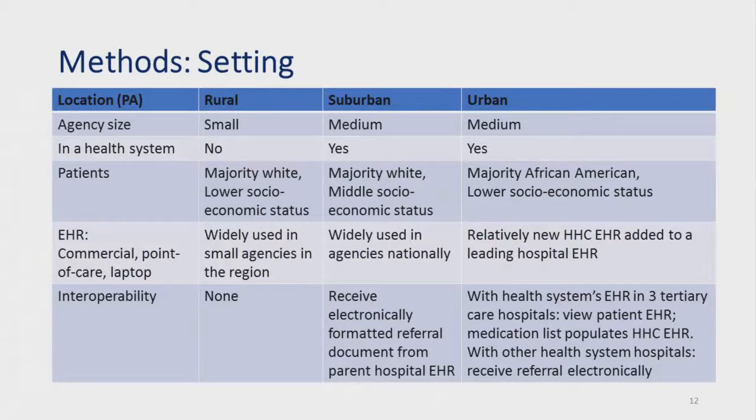And the urban agency had two flavors of interoperability. One flavor was with the 3 tertiary hospitals in the health system, the nurses received an electronic, actionable medication list. It actually had data. It wasn't a picture. Also, the nurses in the home care agency could view the data in the hospital's EHR. They could look up lab results. They could look up the weight. The other flavor in the urban agency was similar to that of the suburban agency, where they received referral data electronically from other facilities in their health system.